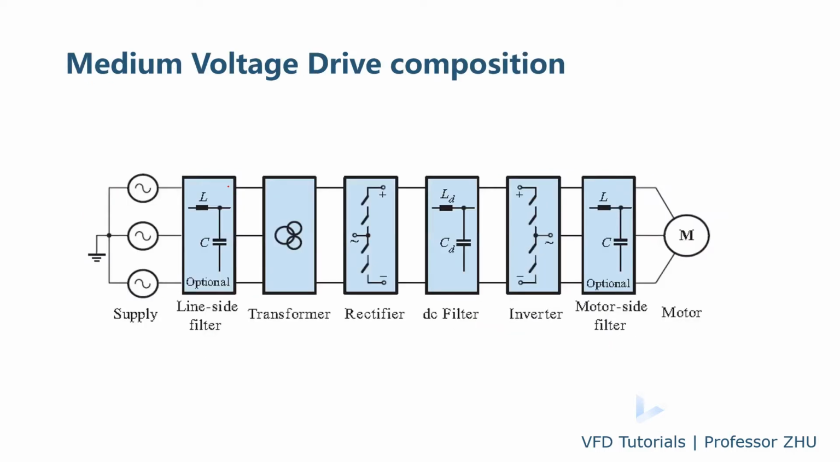This is a typical composition of a medium voltage drive. We have the rectifier, which converts AC to DC, and a DC filter. The DC filter uses a capacitor or reactor. Then the inverter, DC to AC. Sometimes on the motor side you have a filter. Also, for most medium voltage drives you have a transformer on the input side, and sometimes you need a line side filter. And here is the power supply.